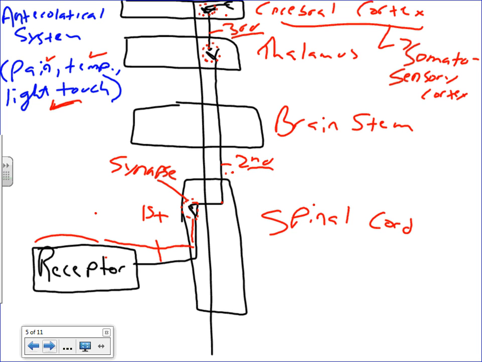Now, why is it advantageous to be designed like this? Why not just have this go from receptor all the way up? Think about this. This would be a bad setup, because think of the chances of injuring this one very, very long axon. So it's just a lot better to have this three-circuit setup here. So that's how we get somatosensory information from the body to the brain. Remember, understand this concept of crossing over.